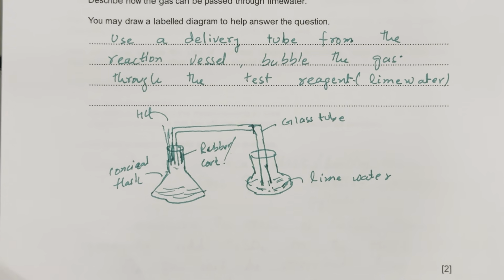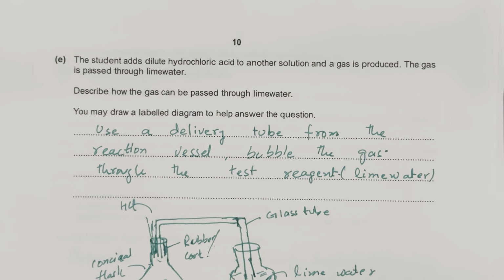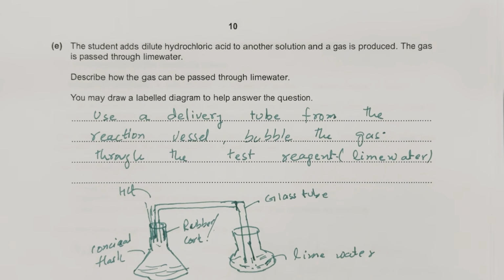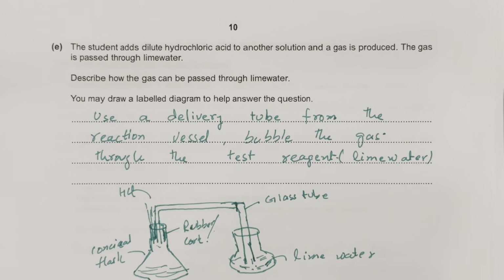Moving to part E. Okay. The student adds dilute hydrochloric acid.